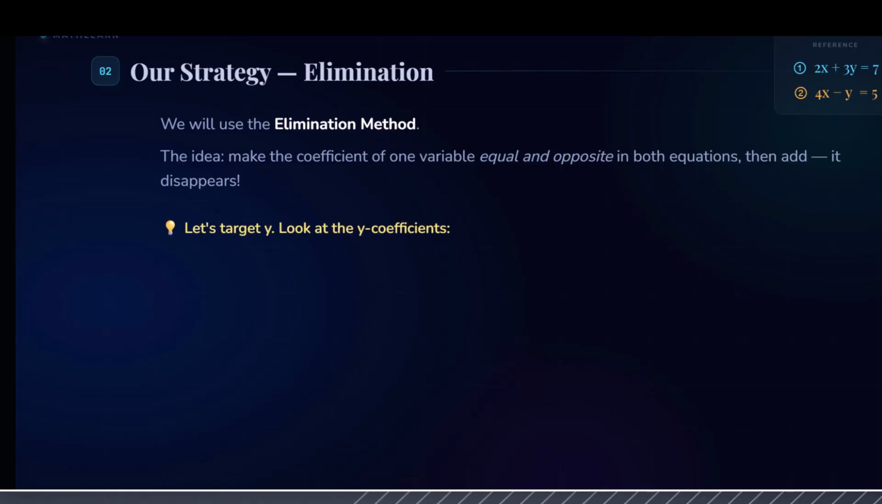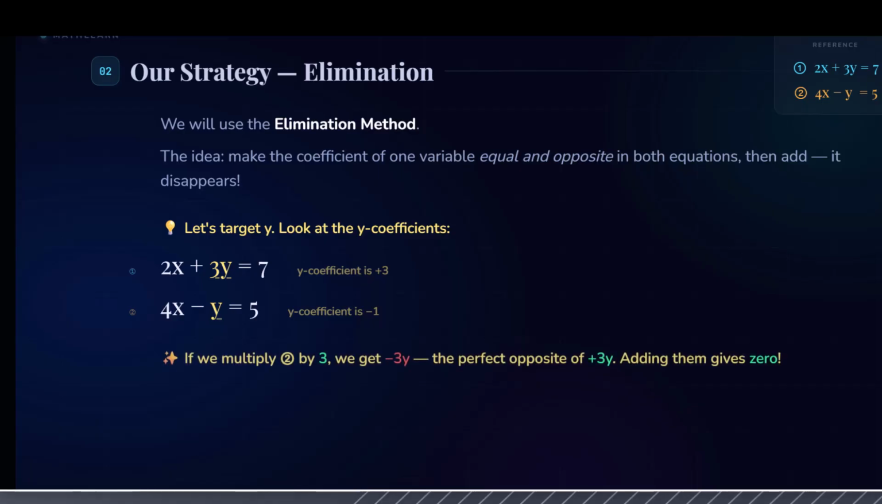Let's choose to eliminate y. Look at the y coefficients in each equation. In equation 1, the y coefficient is positive 3. In equation 2, the y coefficient is negative 1. If we multiply equation 2 by 3, we get negative 3y, the exact opposite of positive 3y. Adding them will give 0.